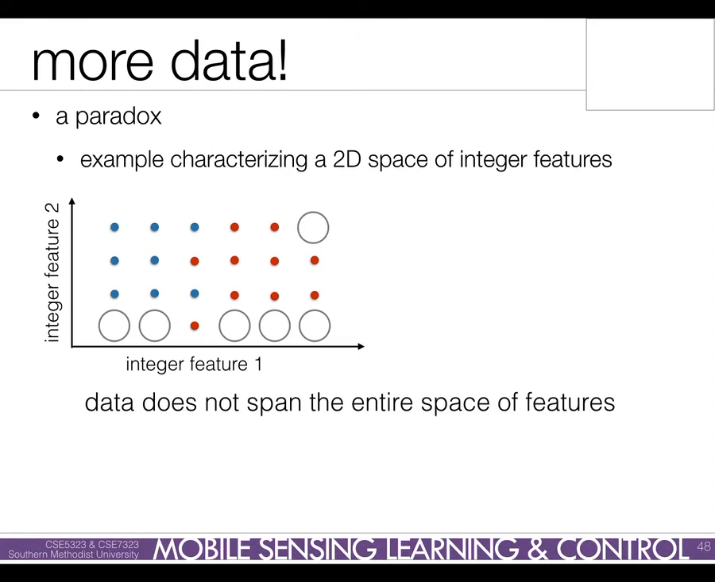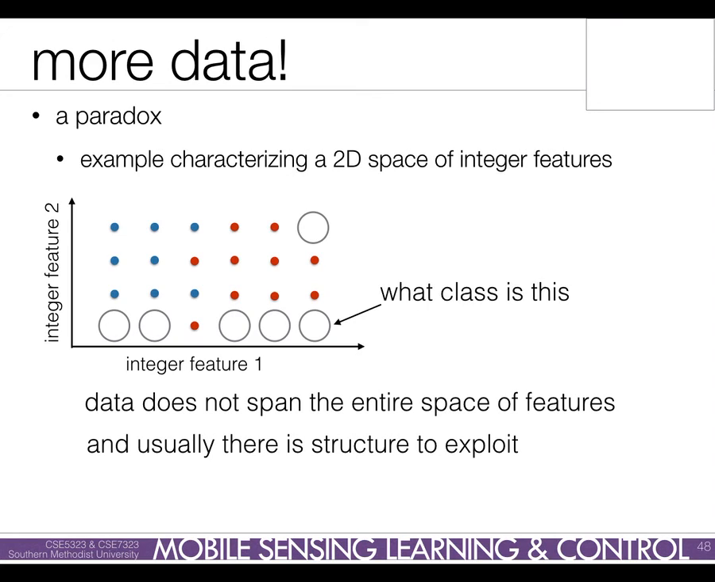So let's say this. Usually, in the real world, data does not span the entire space of your features. Yeah, you've got 1.1 times 10 to the 15th different possibilities, but there's usually a lot of structure that you can exploit. What do I mean by that? Well, if you had to guess, what do you think that class would be right there between the red and the blue? That one? It'd be red, most likely, right? Even though we don't have an example there, it's kind of clustered around the red.